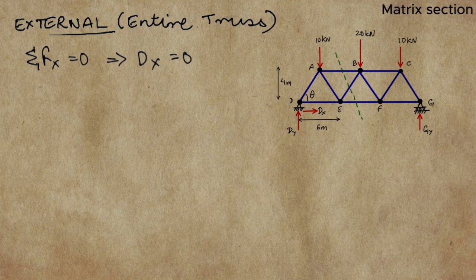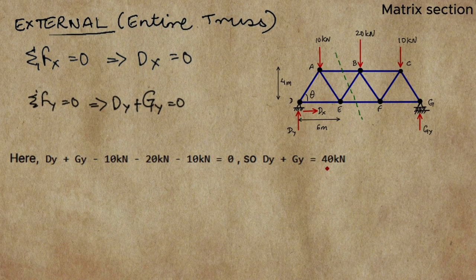Since we don't have any horizontal forces acting on the truss, summation of Fx will be 0 and Dx will also be 0. For the vertical forces, since we have 10 kN, 20 kN and 10 kN acting downward, we'll have Dy plus Gy minus 10 kN minus 20 kN minus 10 kN equals 0, which when we sum it up, is going to be 40 kN.